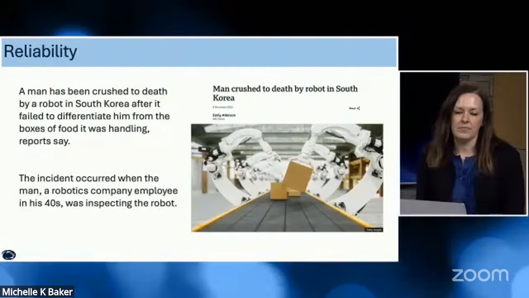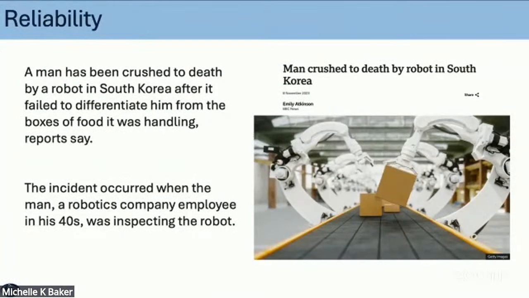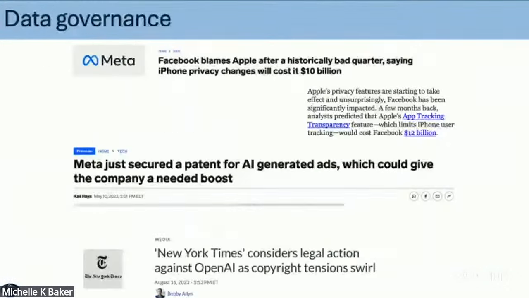Reliability. As I mentioned earlier, there was a Korean man who was crushed to death. The incident occurred when the robotics company employee was inspecting the robot, and the robot failed to differentiate him as a human. So, there's some issues with reliability and quality control that really need to be accounted for.